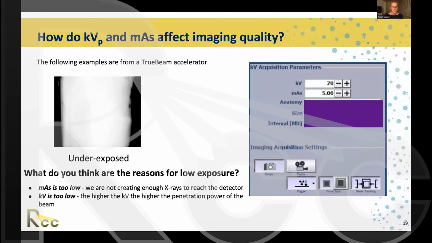There are a couple of reasons for the low exposure. The MAS is too low, so we've underexposed that image. We're not creating enough X-rays to reach the detector. Also, this image to me looks like a pelvis, so it could also be that the KV value is too low. This looks like a very thick part of the patient, so we probably need a higher KV value in order to penetrate right through the patient in this instance.